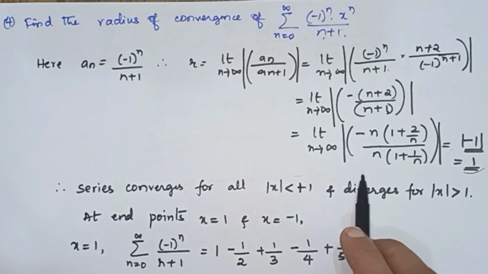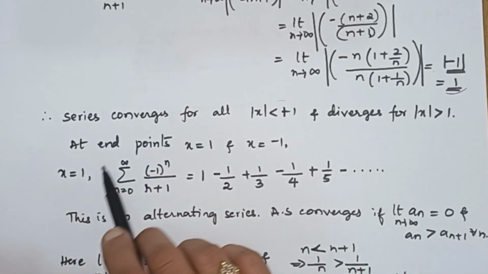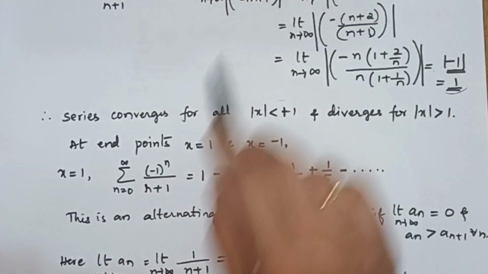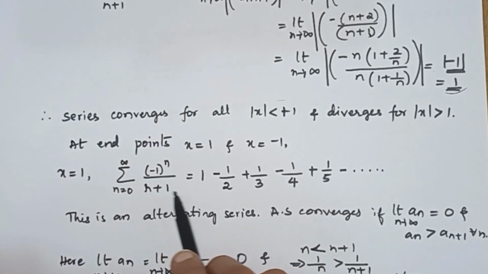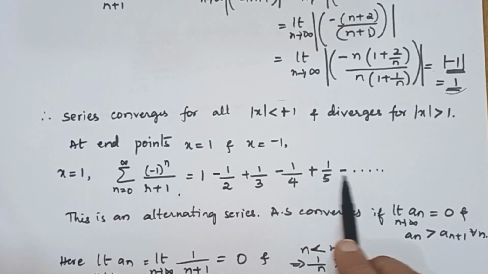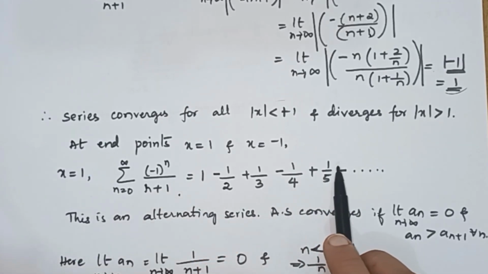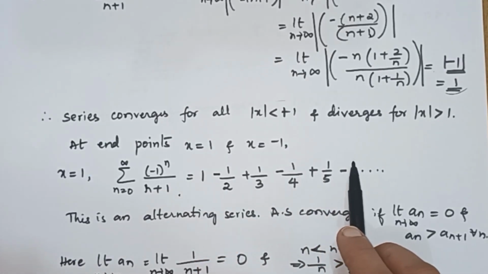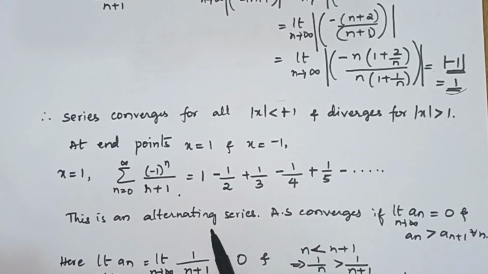See, for that, at x equal to 1, the series becomes minus 1 power n by n plus 1. When you go on giving the values, you will get an alternating series. So, by the Leibniz test for alternating series, the alternating series converges if the limit of an as n tends to infinity equals 0 and an is greater than an plus 1 for all n. If this condition is satisfied, then the series converges.